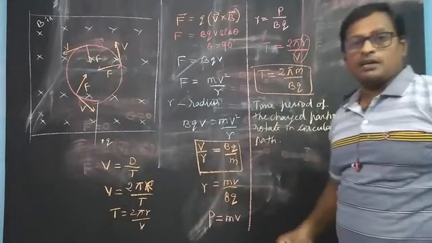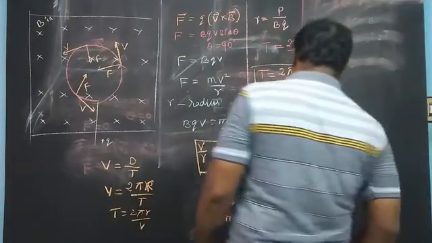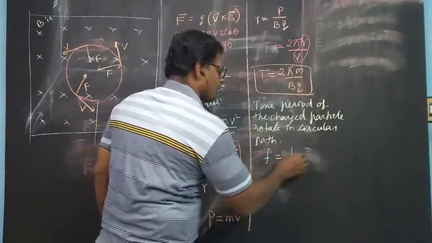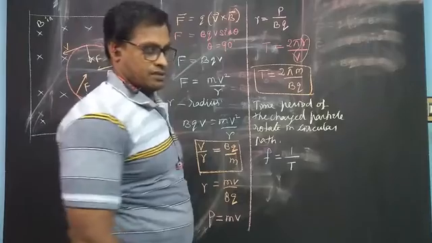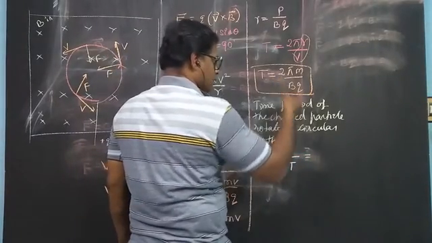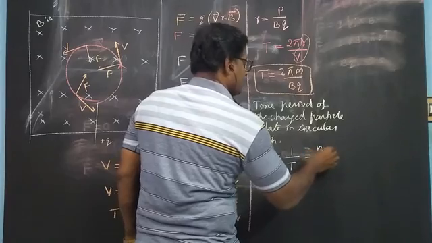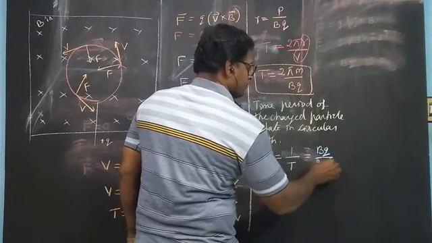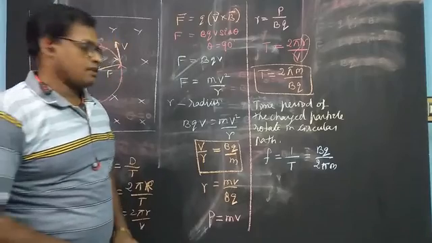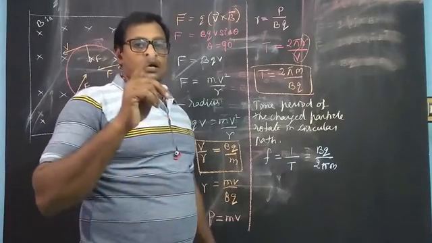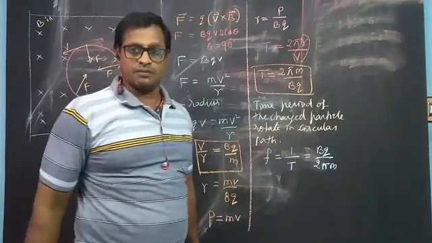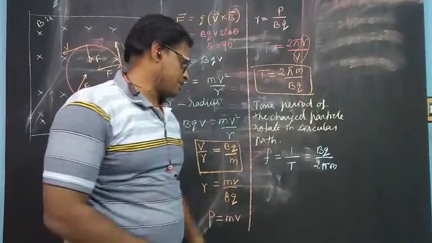Now you can find the frequency. So what is the frequency? Frequency f is equal to 1 by time period. 1 by time period is equal to what? You take the inverse value: bq by 2 pi m. This is the frequency. Frequency means the number of rotations per second.